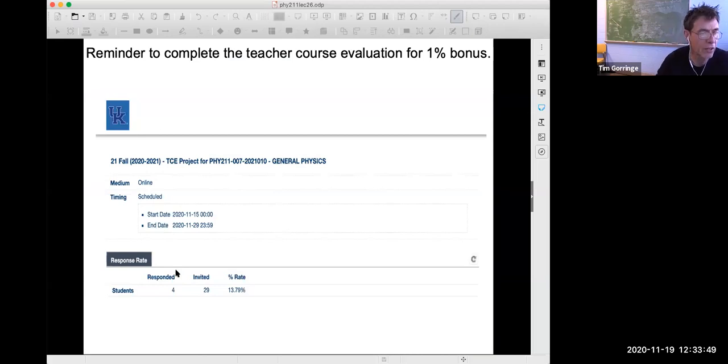One other reminder quickly is about the teacher course evaluation. Once the class gets to 80% response on the teacher course evaluation, I'll credit you all 1% of your total score. We're not there yet. We're about halfway, about 40% now. This printout I'm showing was from the beginning of the week, but I did look this morning, and it was about 40%.